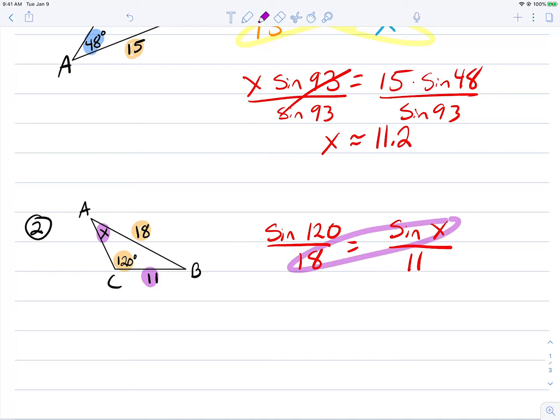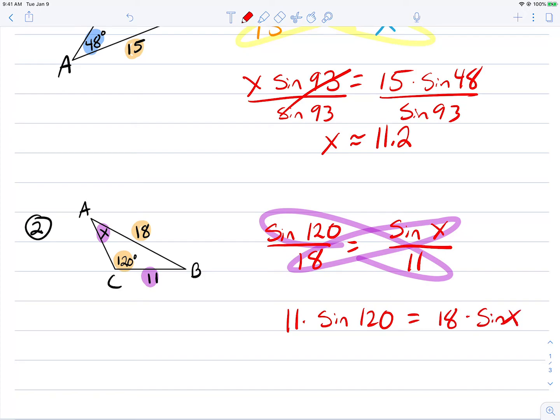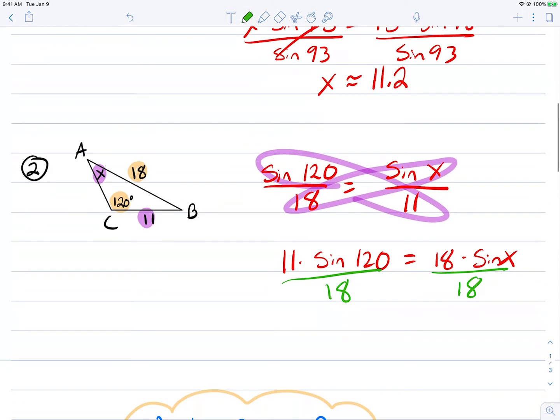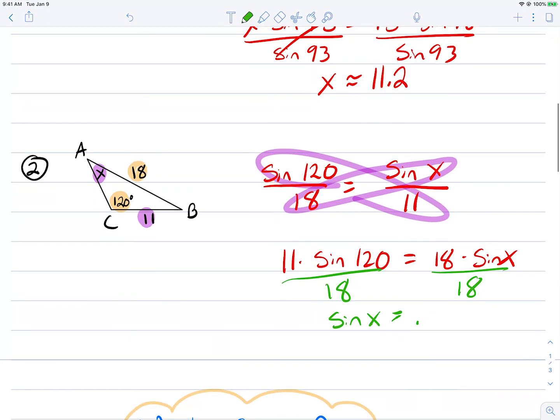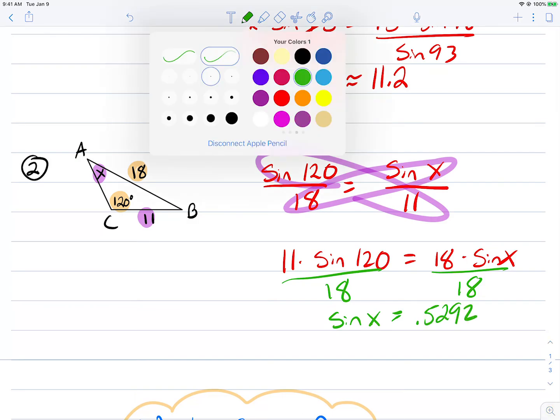So if I cross multiply that, I'm going to get 11 times the sine of 120 equals 18 times the sine of x. Getting the sine of x by itself, I'm going to divide both sides by 18. And I'm going to get the sine of x equals, and I'm going to be getting a decimal. If you put it into your calculator, 11 times the sine of 120 divided by 18, you're going to get about 0.05, nope, just kidding, 0.5292. So this again is one where you use that inverse sine.